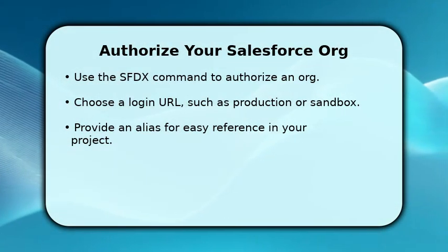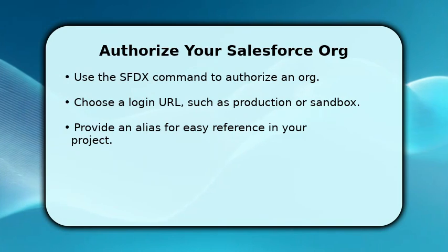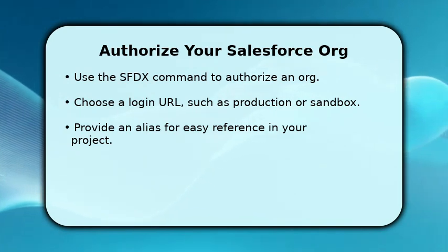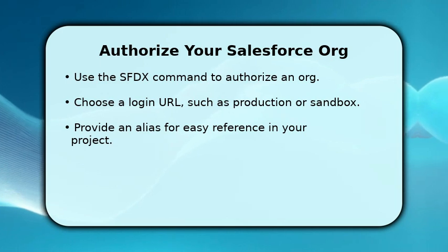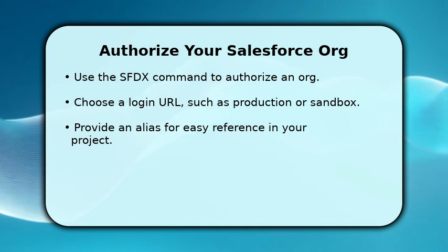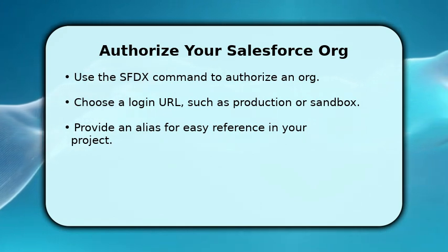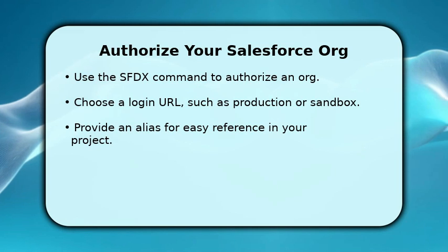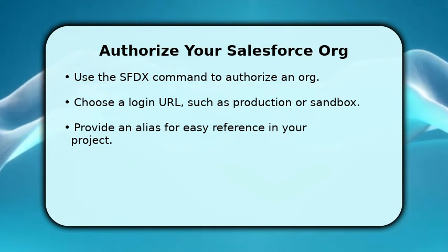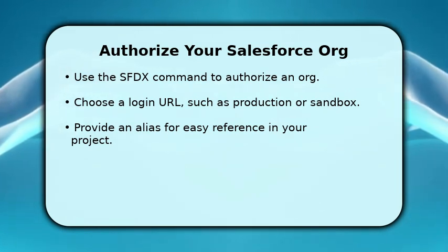Now let's authorize your Salesforce org. Open the command palette in VS Code and search for SFDX: Authorize an Org. You'll be prompted to select a login URL, like a production or sandbox environment. After selecting, a browser window will open for you to log into your Salesforce org. Once authenticated, provide a memorable alias for your org. This alias simplifies future commands and helps manage multiple connections efficiently.